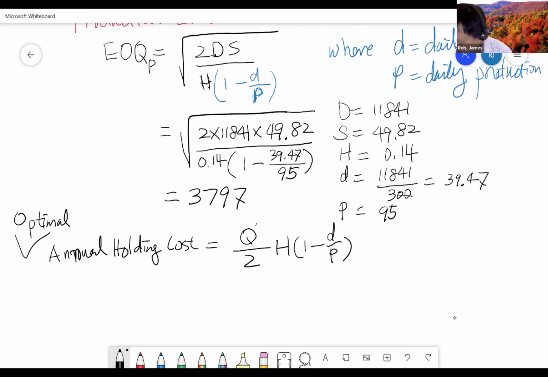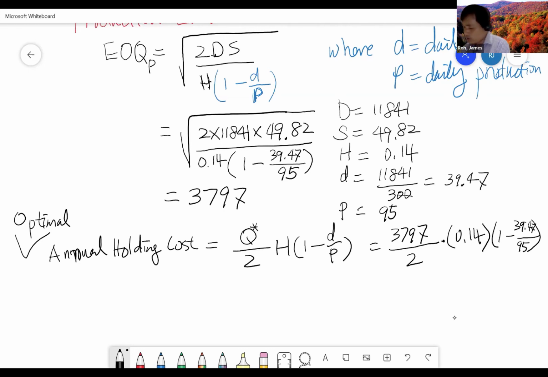So Q star, and we found 3797 as Q star, divided by 2 times H, 0.14, and then 1 minus D over P. That's 39.47 divided by P, 95. So somebody help me. It's too complicated for me to calculate by myself.